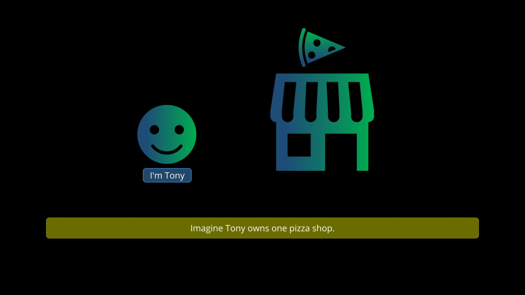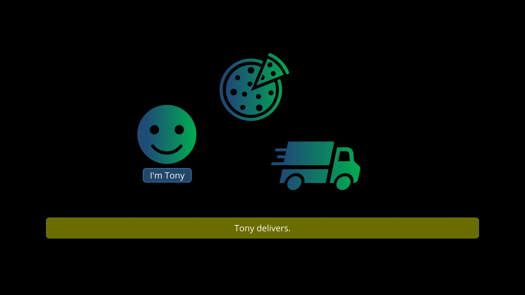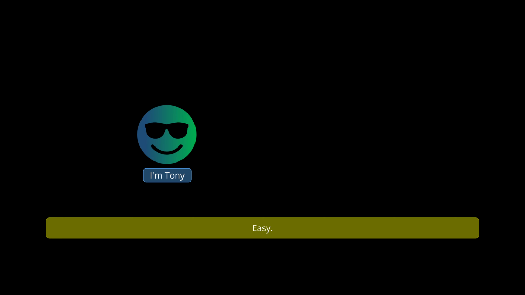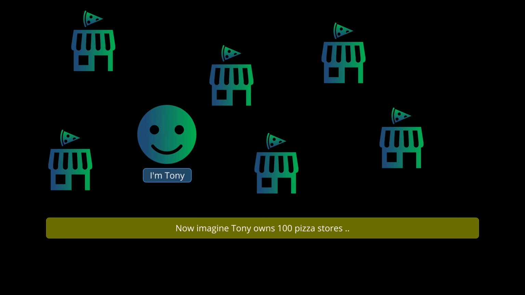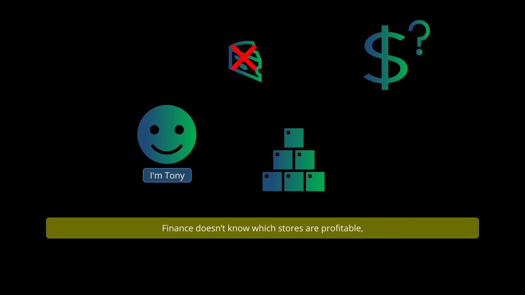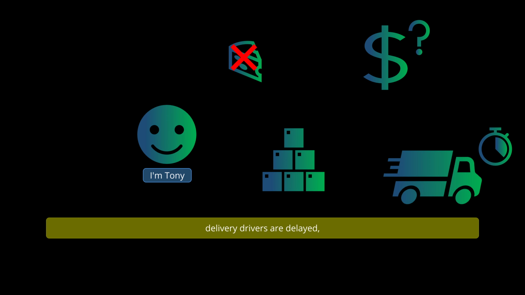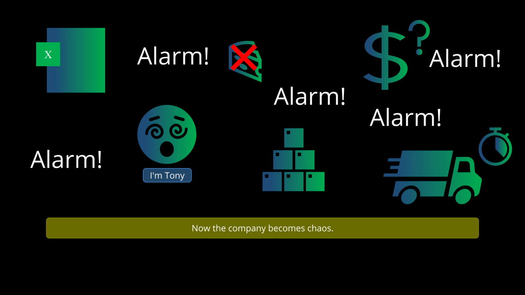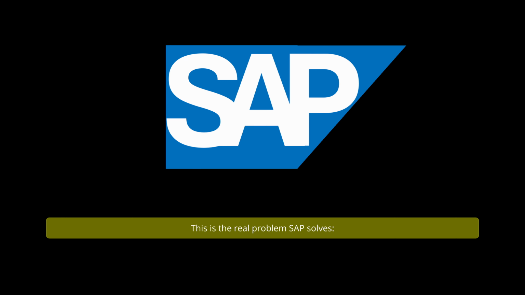Imagine Tony owns one pizza shop. Tony cooks, Tony delivers, Tony tracks money. Easy. Now imagine Tony owns 100 pizza stores. New York runs out of cheese, Chicago has extra inventory, finance doesn't know which stores are profitable, delivery drivers are delayed, managers are using Excel files everywhere. Now the company becomes chaos. This is the real problem SAP solves.